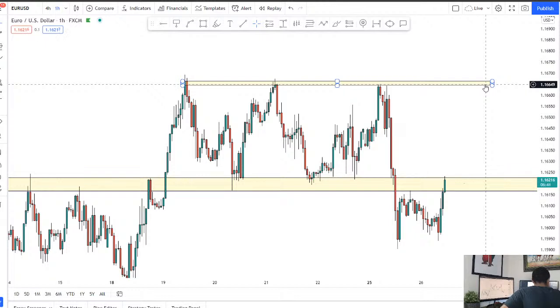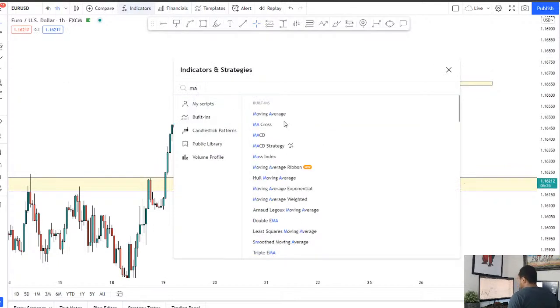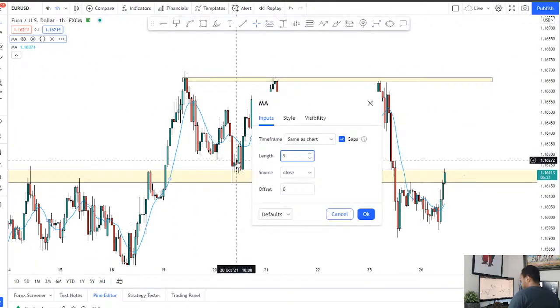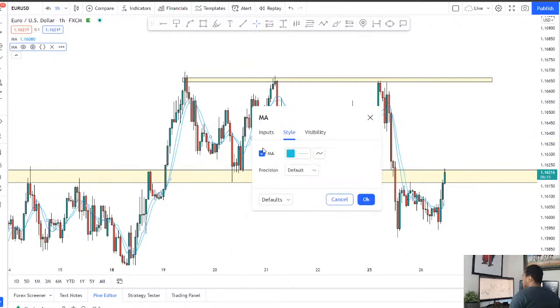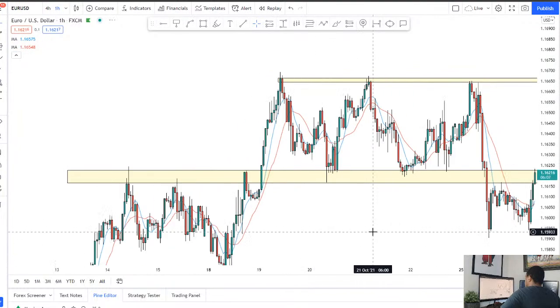Any indicators? Moving averages are quite good. Sometimes I do use moving averages. 7 and 14 are good moving averages to use, just simple moving average, 7 and 14. They're good for entries as well. If I just put it on now, actually. So 7 and 14 is a good pair of moving averages to use.